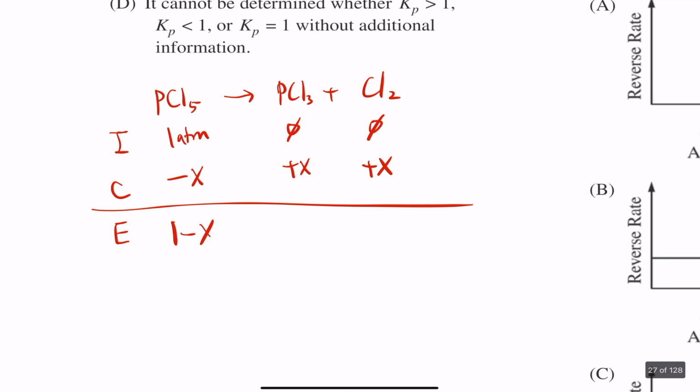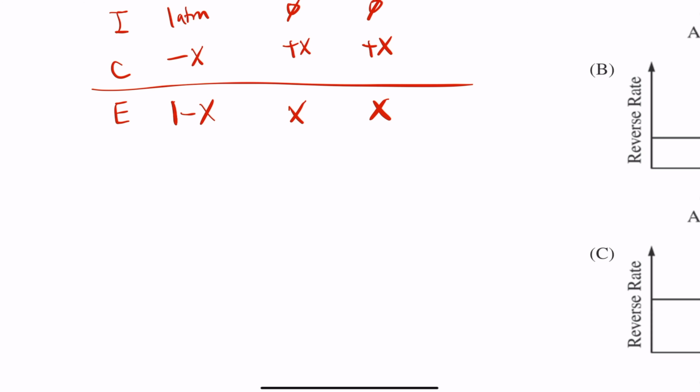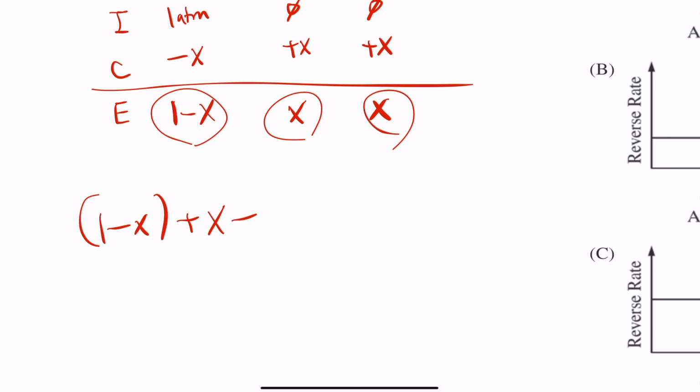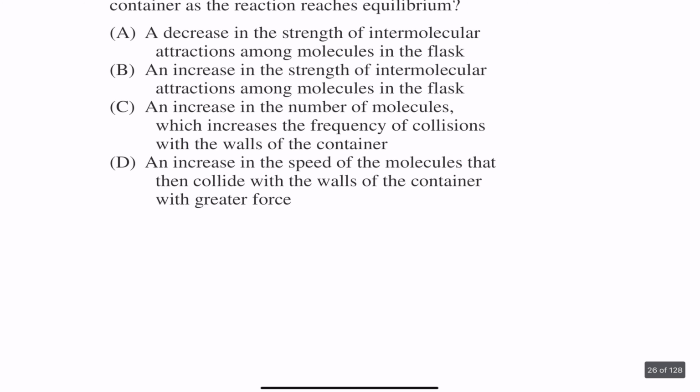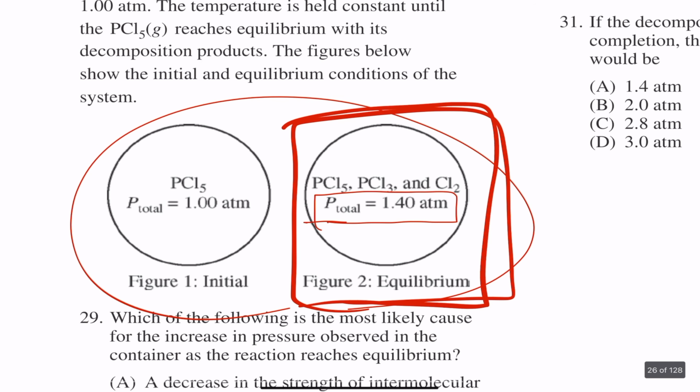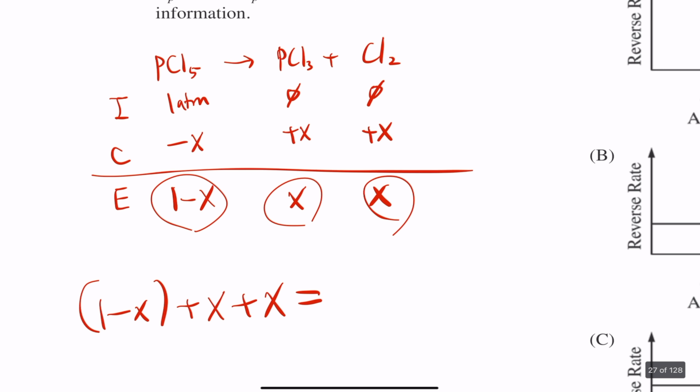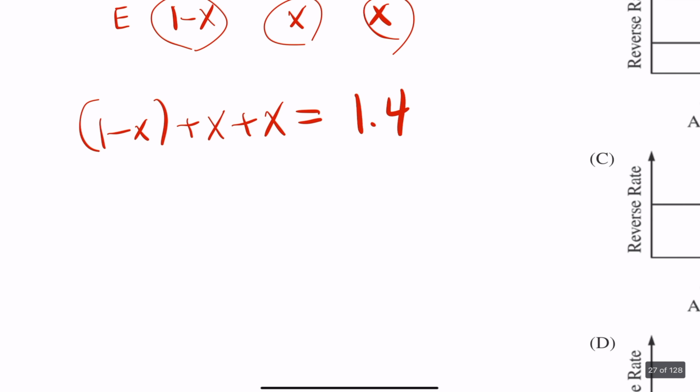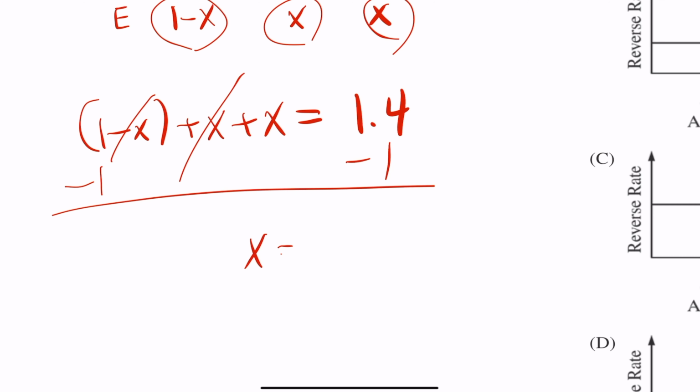So let's go back to this. That'll be 1 minus x, and x, and x. Once again, Dalton's law of partial pressure says the total pressure inside the container is the sum of the partial pressures of all your gases. So when you add all these up, 1 minus x plus x plus x should equal the total pressure in figure 2, the equilibrium phase, which is 1.4 right here. So I'm going to set this sum equal to 1.4. If you do that, cancel one of the x's, and subtract 1 on both sides, x is equal to 0.4.